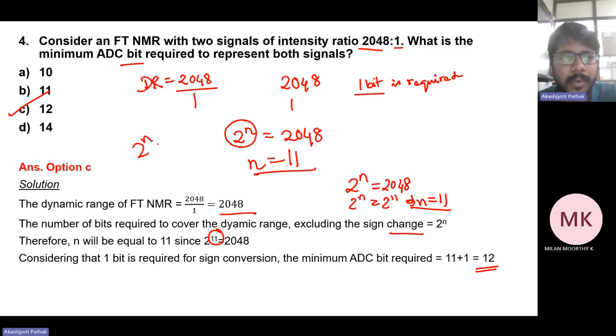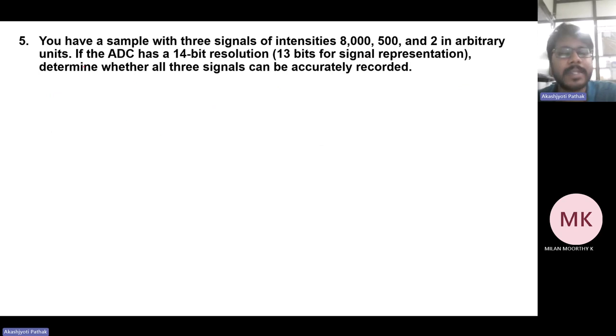So remember the formula, 2 to the power n plus 1, and based on this formula a few questions have been asked in the week 4 assignment also. You can try out the question, and using this you can get the answer. Now, there is another question based on this: if you have a sample with three signals of intensities 8,000, 8,502 in arbitrary units, and the ADC has a 14-bit resolution, determine whether all three signals can be accurately recorded.